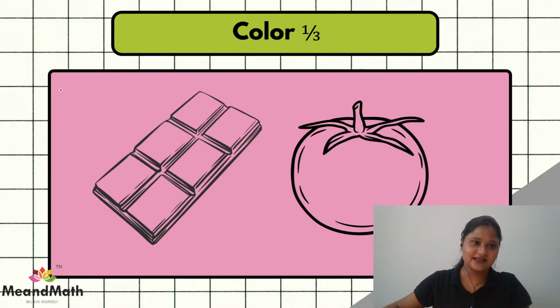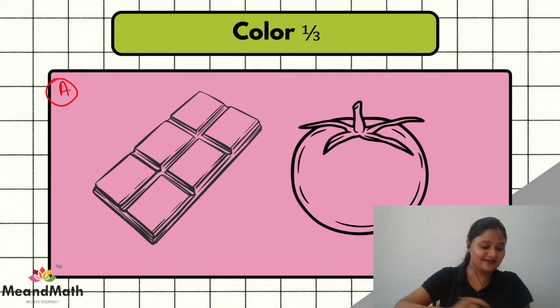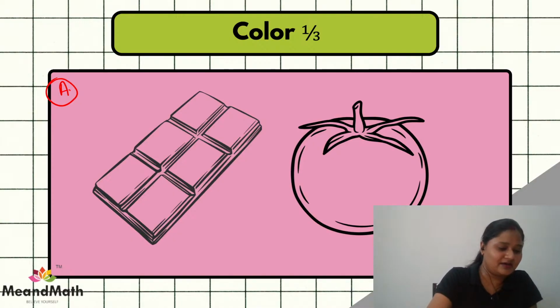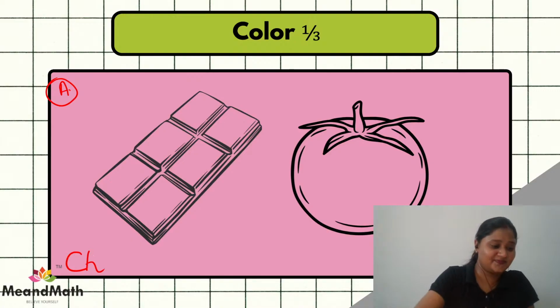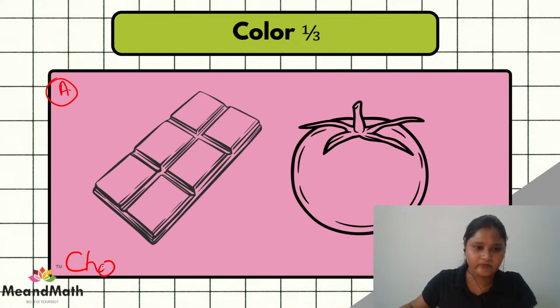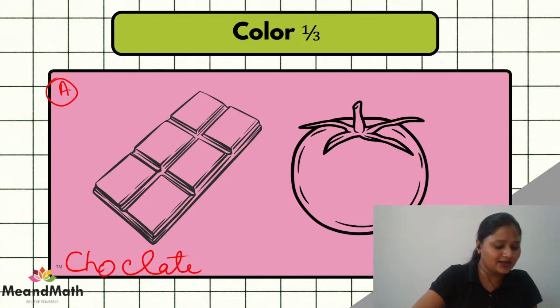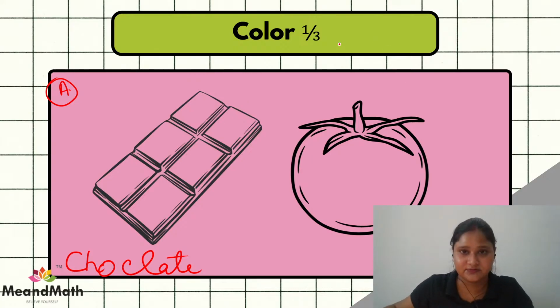Okay, picture number A, everyone's favorite. What is this? Some of them wanted to consider it as avocado. You can consider it whatever you want to. Okay, come on, tell me what is this picture number A? Okay, it's a chocolate, right? So you have to color 1/3. You have to divide this chocolate into 3 equal parts and you have to color only one part.